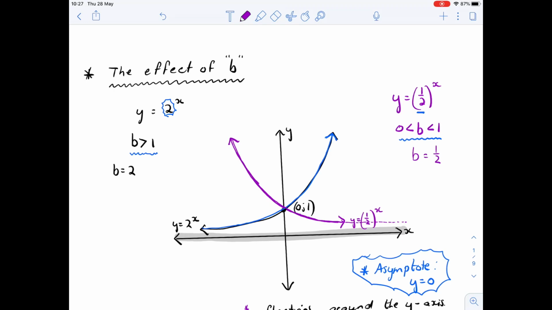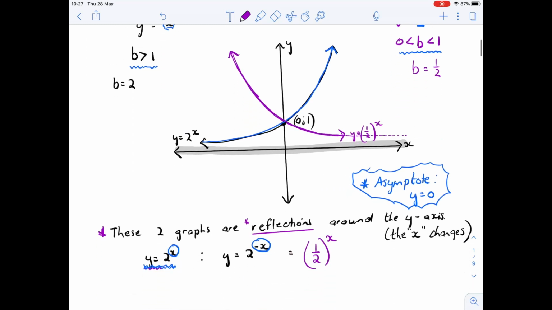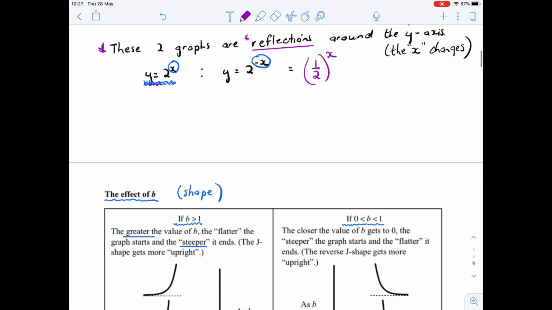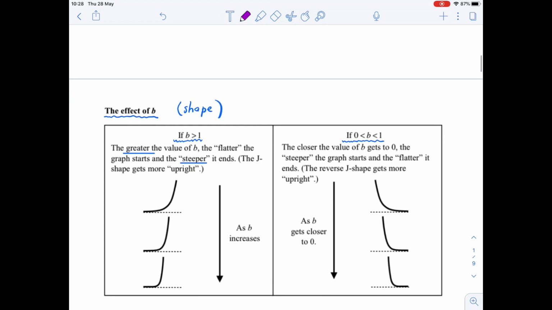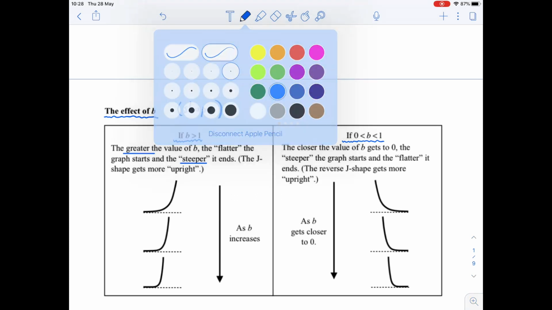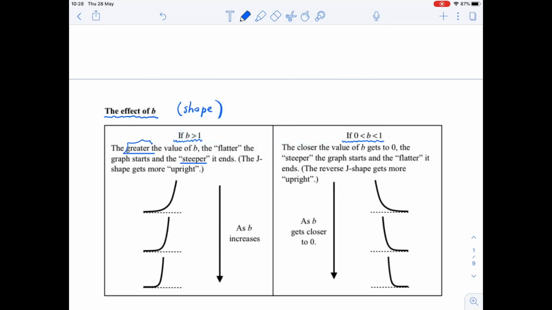Okay, so that's your basic exponential curves from last year. Now, let's have a look a little bit more at the effect of B on the shape. We're still looking at the effect of B. Basically, as B gets bigger, the graph gets steeper. That's the easiest way to remember it: the greater the value of B, the steeper the graph gets.